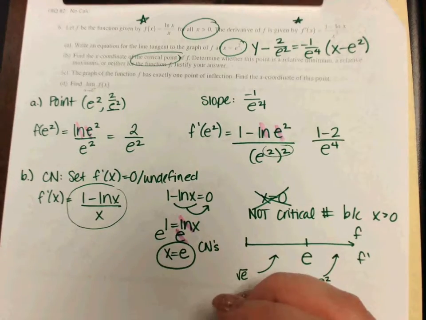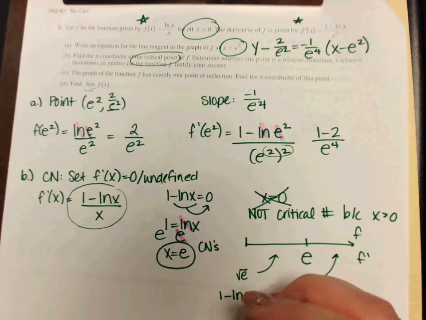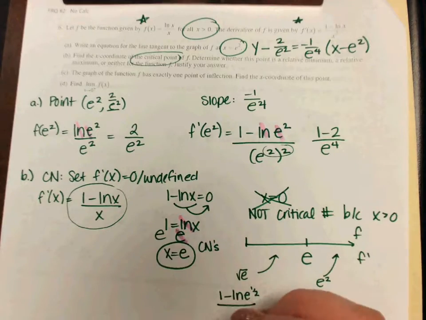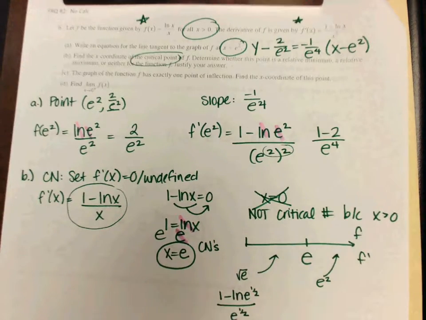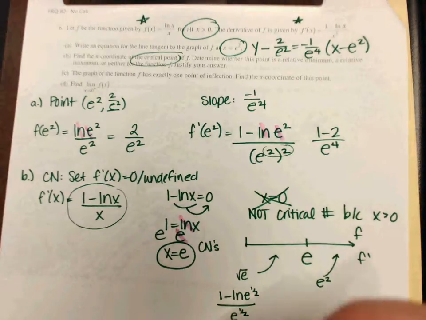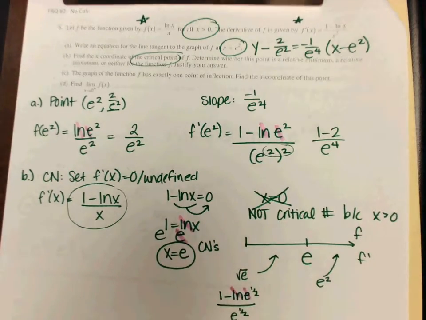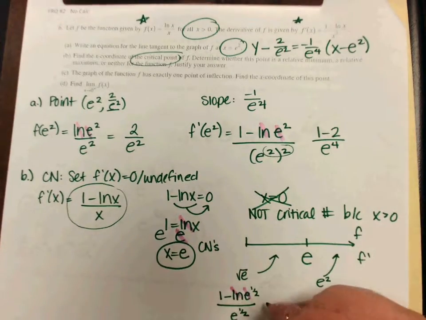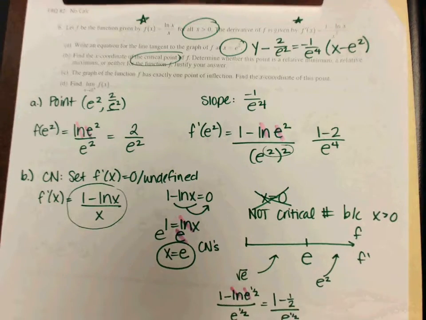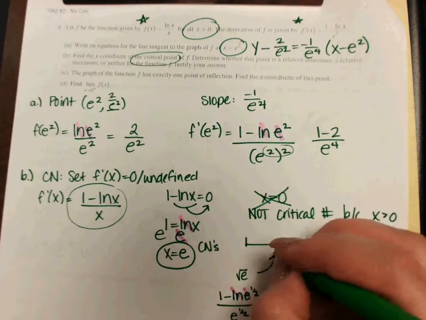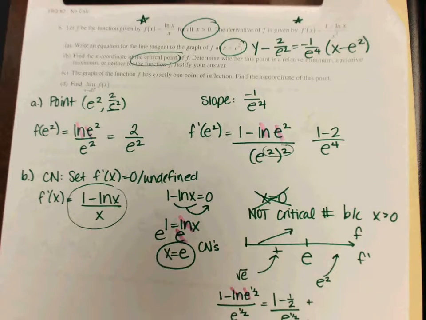So I would have 1 minus the ln of e to the 1/2 over e to the 1/2. And then I would think about, okay, well, ln and e cross out. So really, that's 1 minus 1/2 over e to the 1/2. Well, think about 1 minus 1/2, that's positive. Then e to the 1/2 is positive, so that first interval is positive, which means that f would have been increasing.